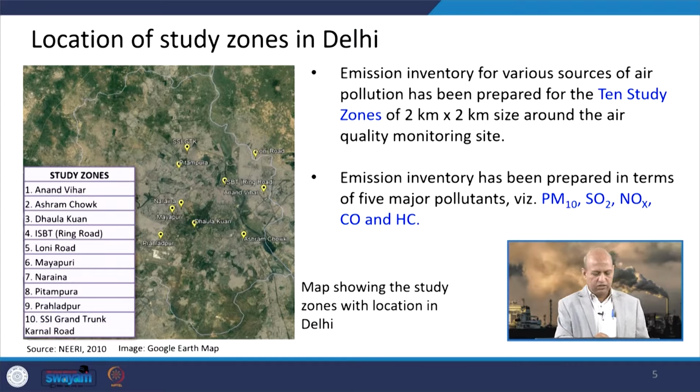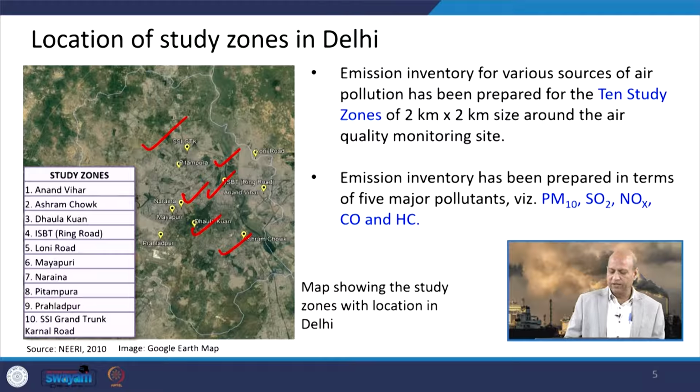Well, so these are the locations of these study zones like Anand Vihar, Ashram Chowk. In this particular map it is shown like small scale industry of Grand Trunk, Karnal Road, then this is Pitampura and Narayana, then ISBT, Ring Road, Ashram Chowk, Dhaula Kuan. So, all these 10 locations of the study zones are depicted in this map, and each zone is 2 kilometer by 2 kilometer in size, so that the detailed study can be carried out with limited resources, and then we can extrapolate, because these are representative zones.